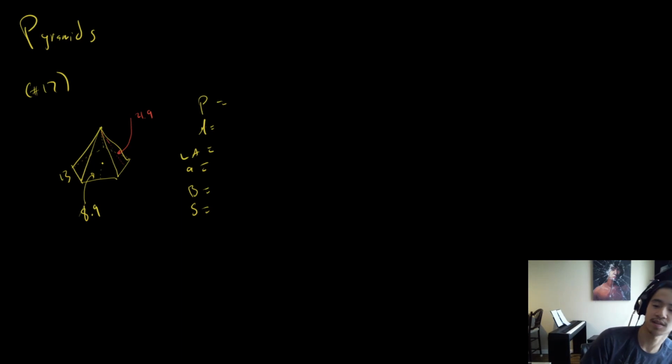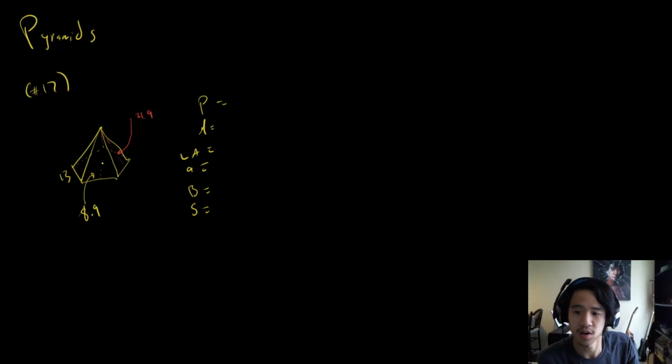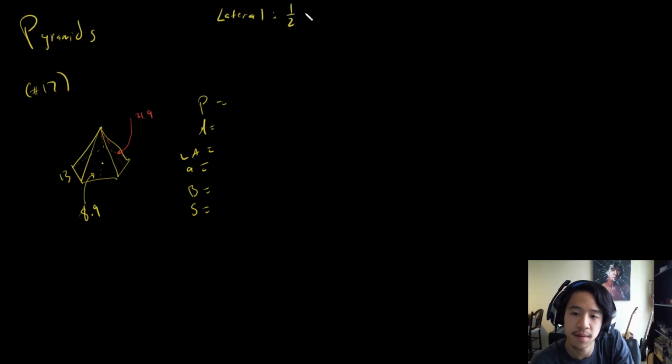All right, here's our next example. It's going to be a pyramid. There's a couple of formulas for this, so let's go ahead and list them out. The lateral area is going to be 1/2 times our perimeter times our slant length. In red, this is going to be our slant height. Our total surface area is going to be our lateral area plus the base.